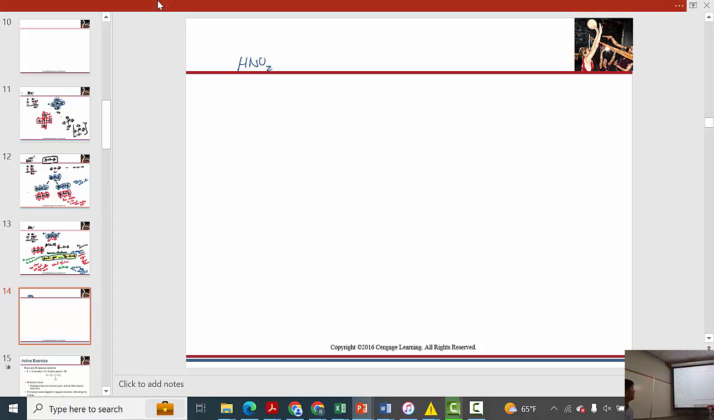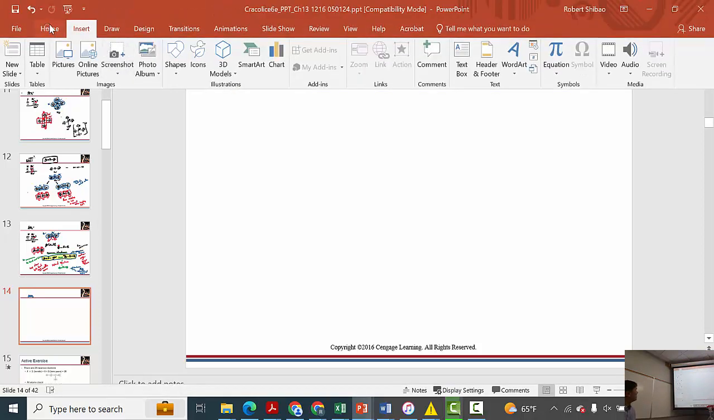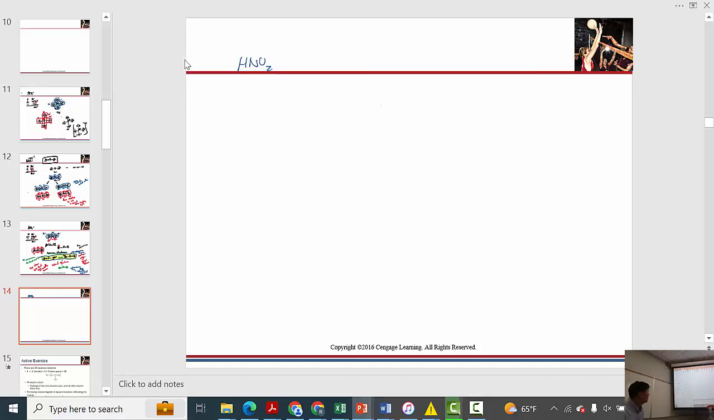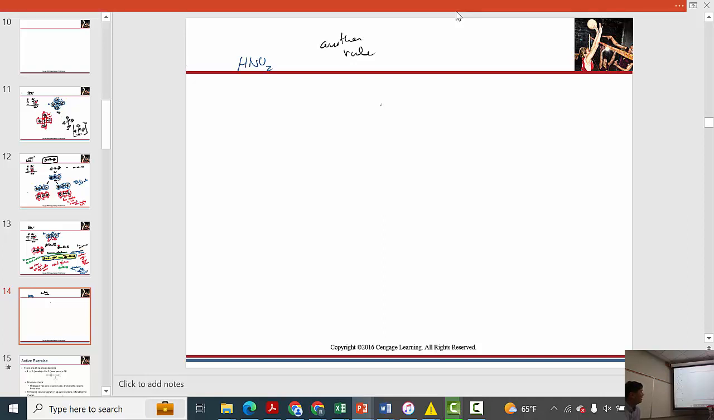Okay, we're going to do this one next. Okay, another rule. Acidic hydrogens are bonded to the most electronegative elements. Most electronegative atoms.